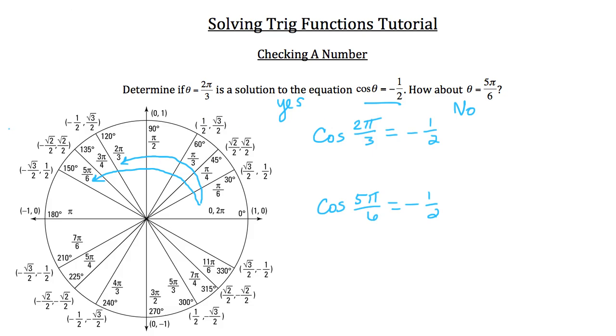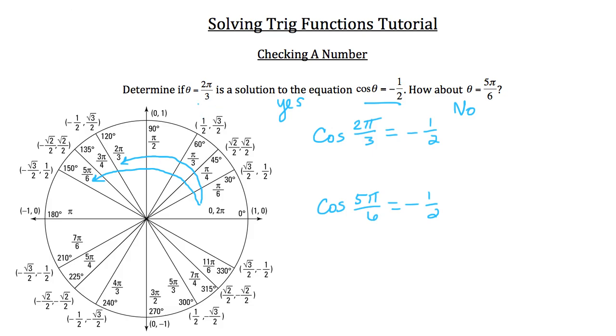So by now you also know that there's going to be a second answer to this equation. You weren't asked to find it, but if you were asked to find it, you'd know how. You know that cosine of 2 pi over 3 is equal to negative 1/2. So this radian value, 2 pi over 3, does return a value of negative 1/2.